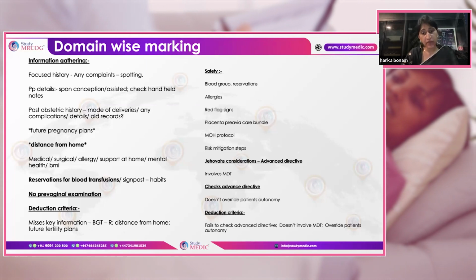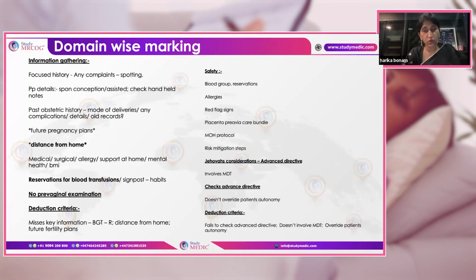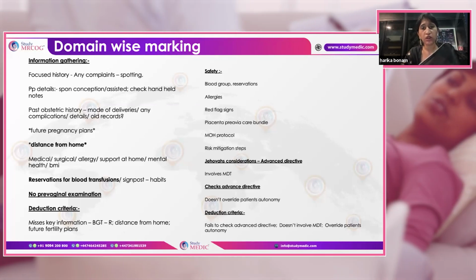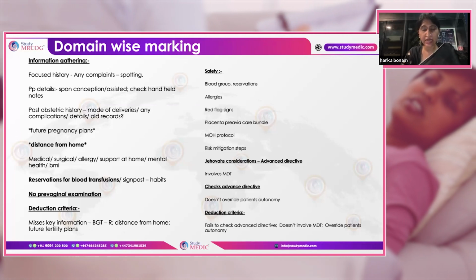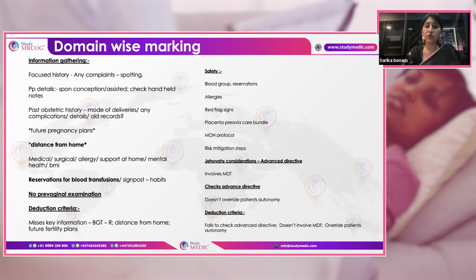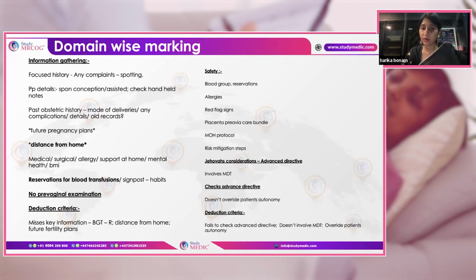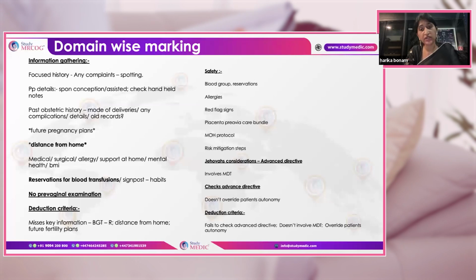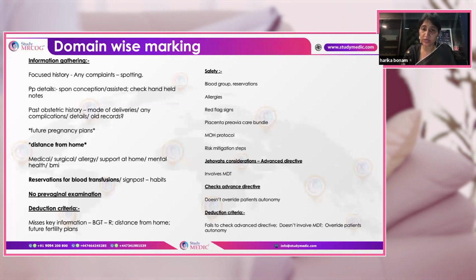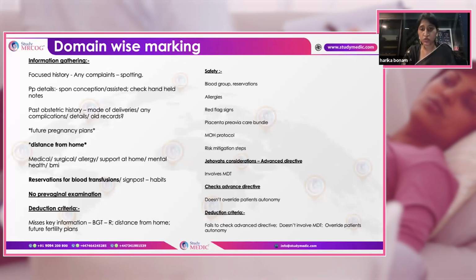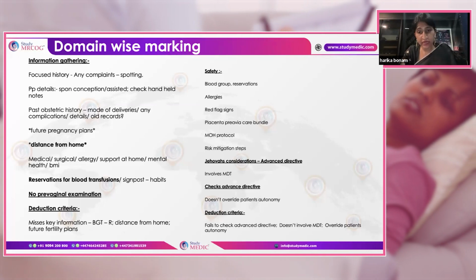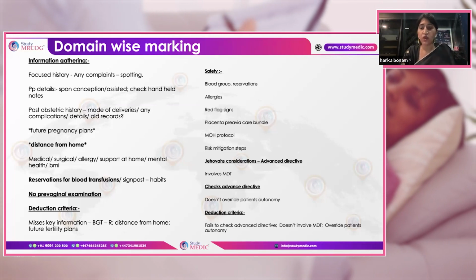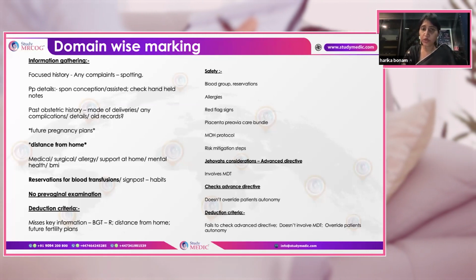And in the patient safety domain, now you get to know that she's a Jehovah's Witness. Along with the routine things, normally in patient safety we see blood groups, reservations, allergies, red flag signs. Important to use the word placenta previa care bundle, major obstetric hemorrhage protocol, explaining the risk mitigation steps. Most important thing is advance directive in a case of Jehovah's Witness. Advance directive is the asterisk point in patient safety. Involve MDT and do not override her autonomy. So here the deduction: if you fail to ask about the advance directive, or you don't involve the MDT, or override her autonomy, you will be marked down.